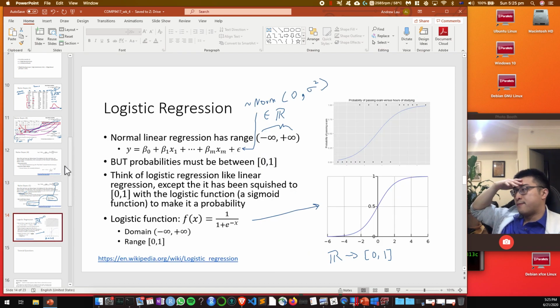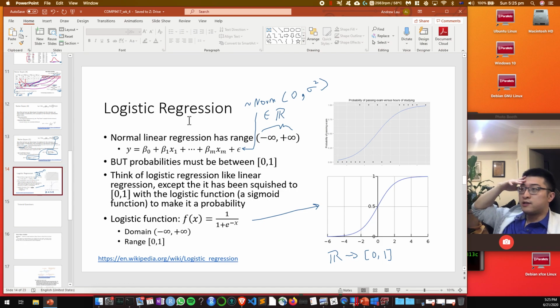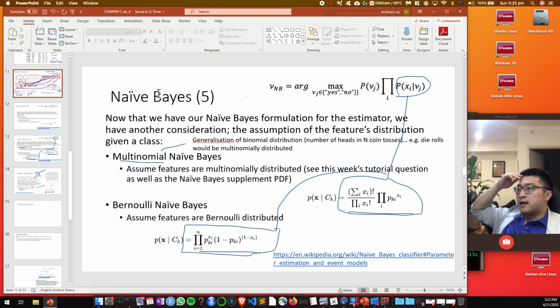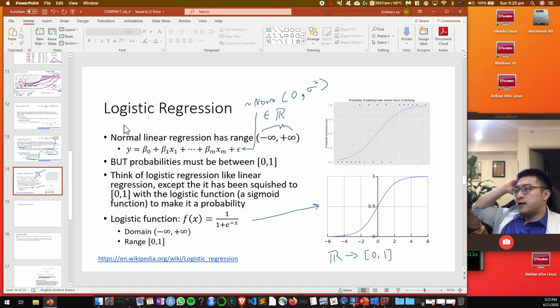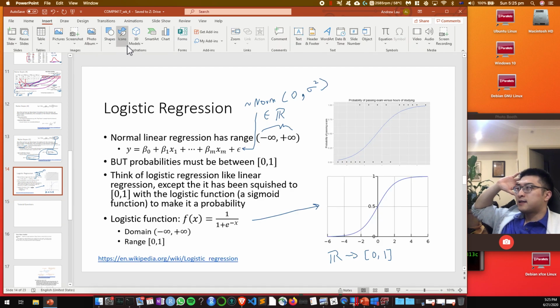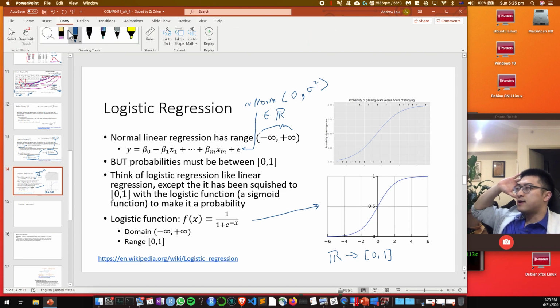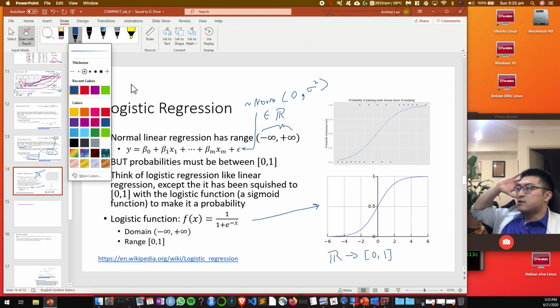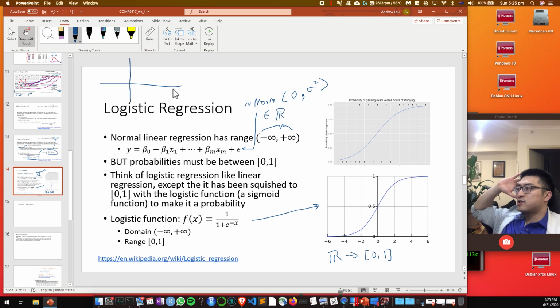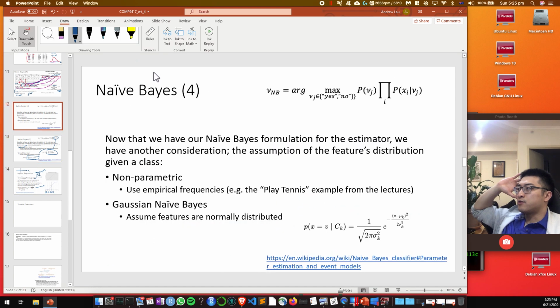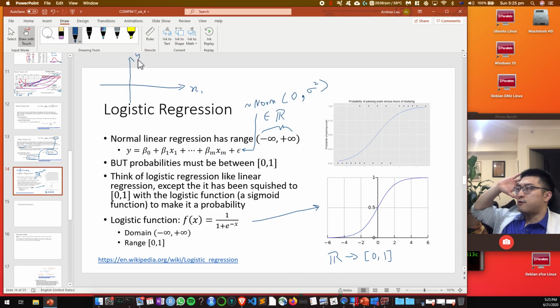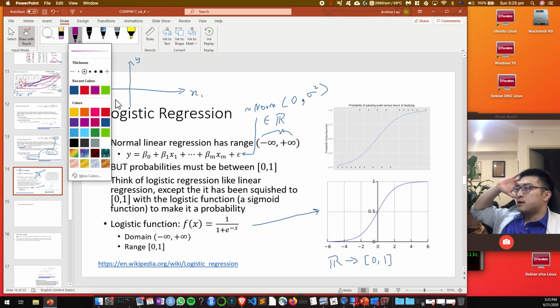Last thing I want to talk about before I move on to the tutorial questions is logistic regression. You may recall regression. In regression land, effectively what you're trying to do is fit a line of best fit. So you'd have something like this: a feature, x1, and some sort of response or target, say y. You'd have your data points.